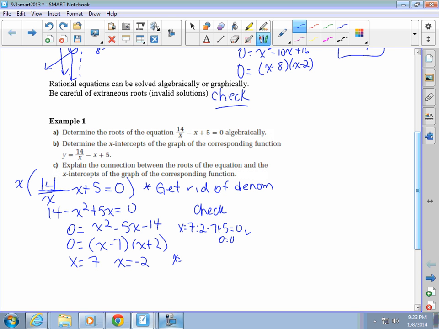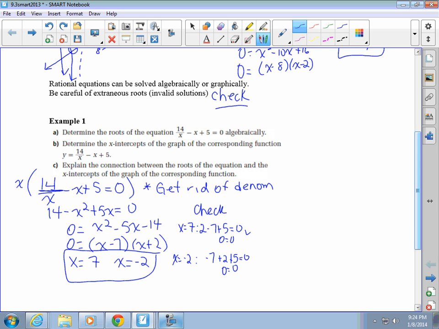If x is equal to negative 2, so I have 14 divided by negative 2 is negative 7, minus negative 2, so that's plus 2, plus 5, that needs to equal 0. Negative 7 plus 2 is negative 5. Negative 5 plus 5 equals 0. So I know that that is my solution.